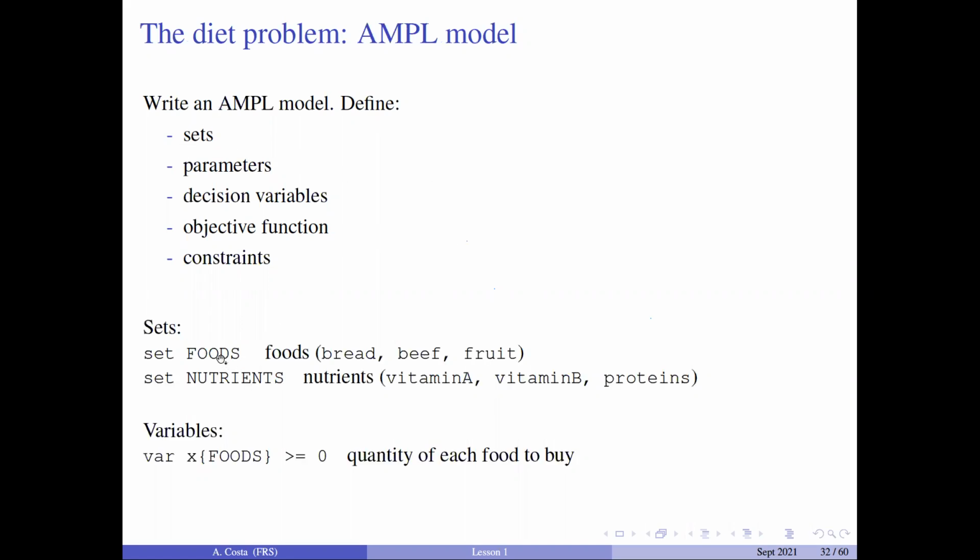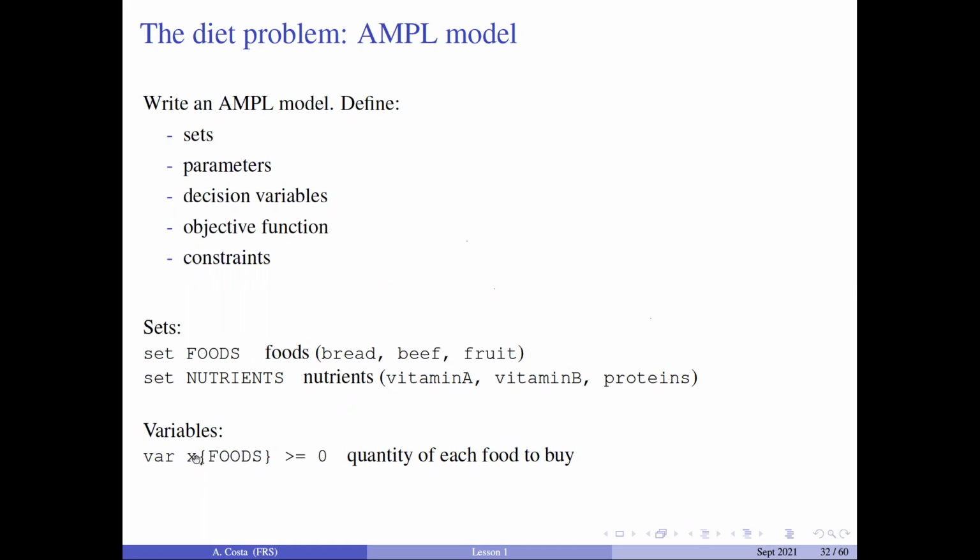Well, we probably, as variable, we need to decide the quantity for each food, right? So we need to have a set of foods. The foods are bread, beef, and fruit. Then we have a set of nutrients. So we have vitamin A, B, and proteins. So these are our sets.